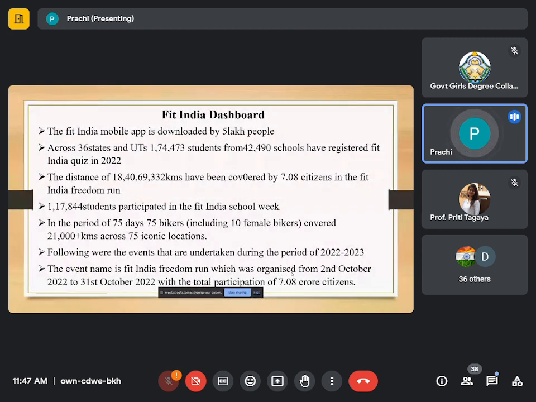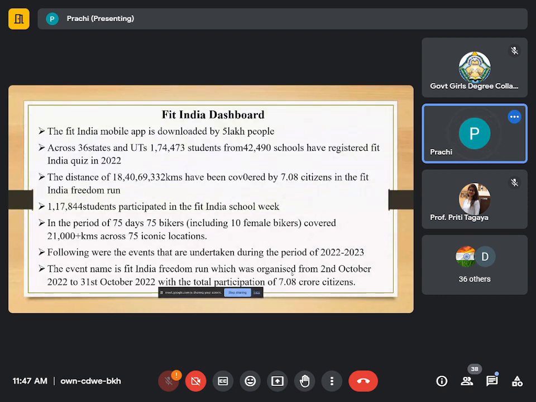Now, here is the Fit India dashboard, which shows the data of various programs it has conducted throughout the year, like the Fit India mobile app. The Fit India mobile app has been downloaded by more than 5 lakh Indians. The app provides various features like fitness scores, activity trackers, videos, and diet plans for the citizens so that they can be fit. Various students have also registered for the Fit India quiz across 36 states. This data is for the period 2022 to 23.